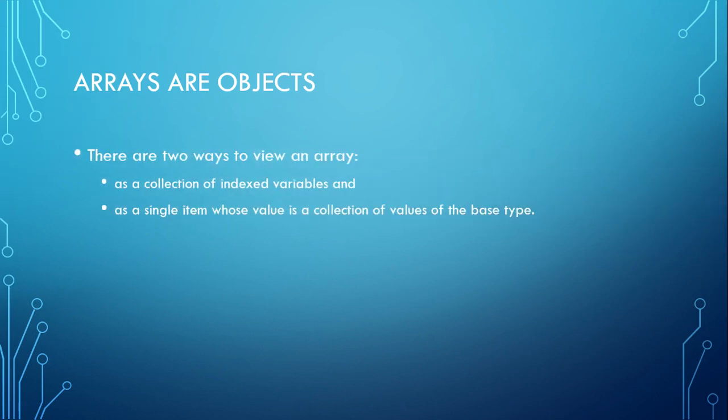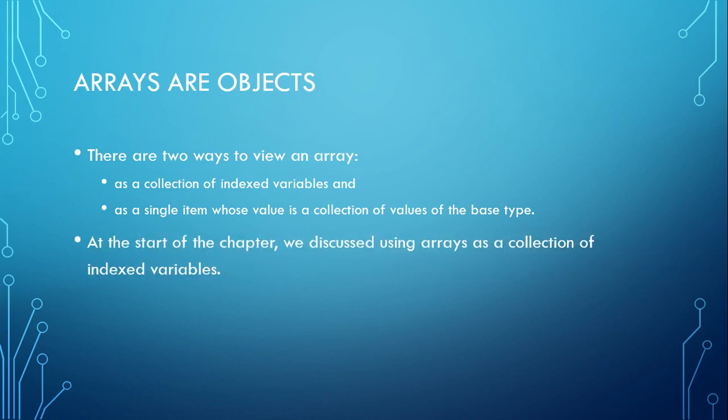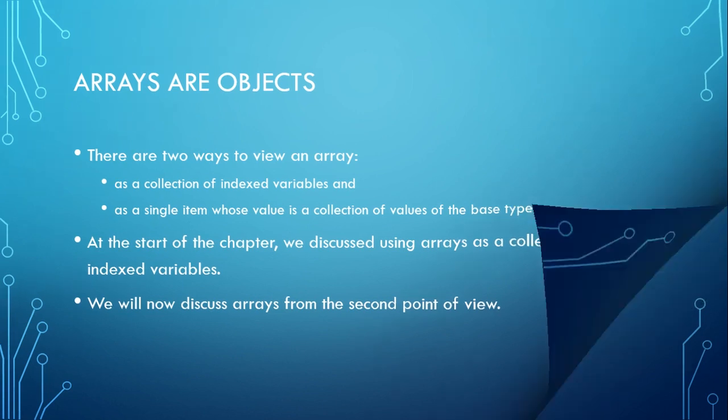So, arrays are objects. There are two ways to view an array. You can either view it as a collection of indexed variables, which is how we've been viewing them, or as a single item whose value is a collection of values of the base type. At the start of this chapter, we discussed using arrays as a collection of indexed variables, and that's how we approached creating the array. We're now going to discuss it from the second point of view, treating the array as an object. Even though we've been doing that a little bit, we're going to really hammer that on a little bit more.